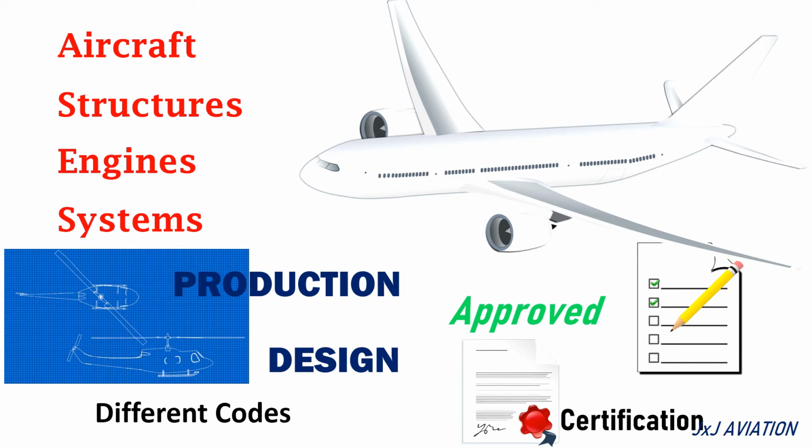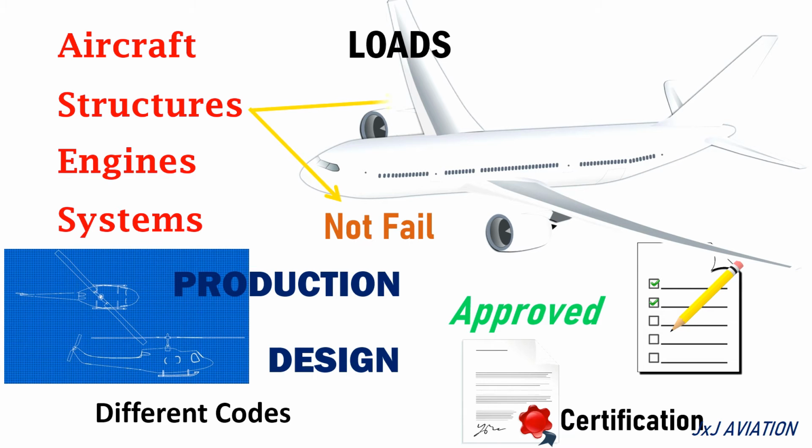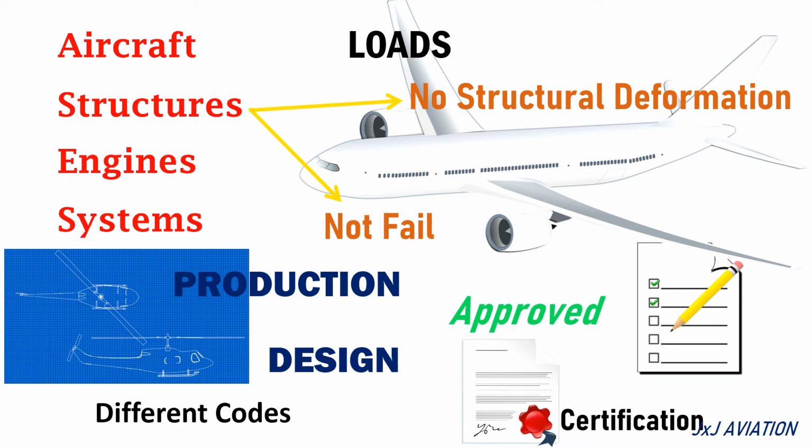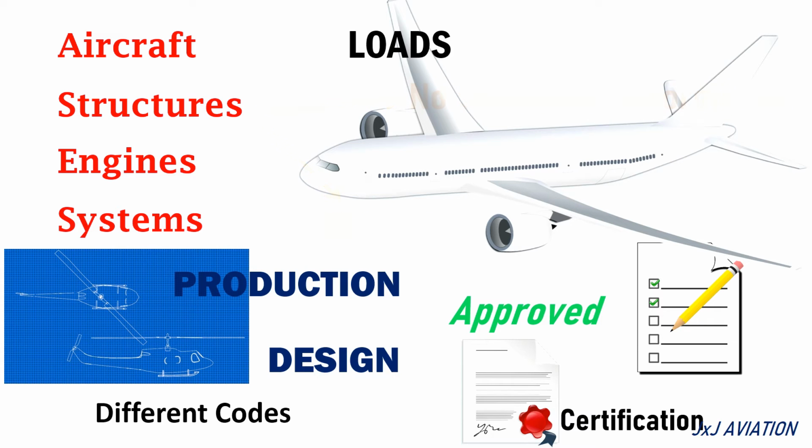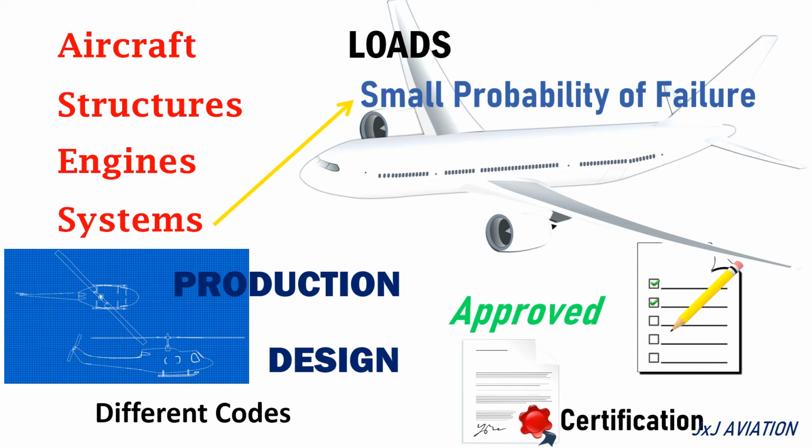Generally, for aircraft structures, when it is subject to different loads, it should not fail or undergo severe structural deformation. For aircraft systems, there should be a very small probability of failure when it is used over a certain period of time, and a single fault within the system should not cause damage to that system or any other systems.